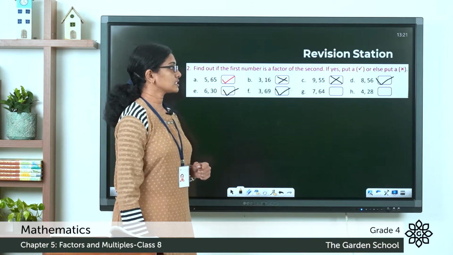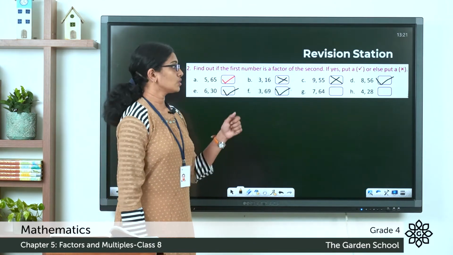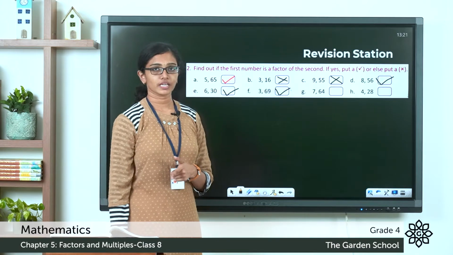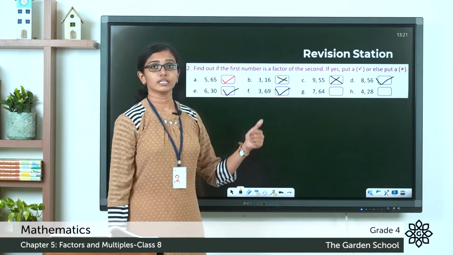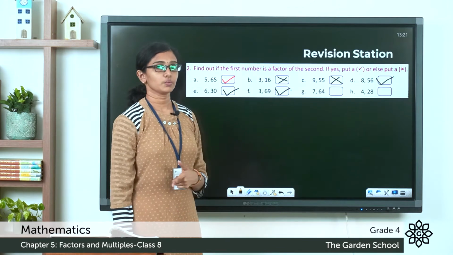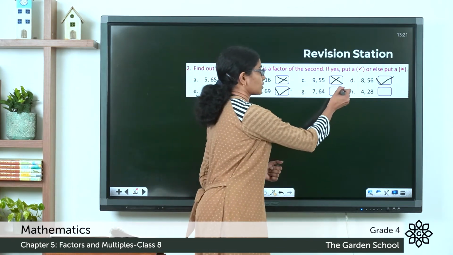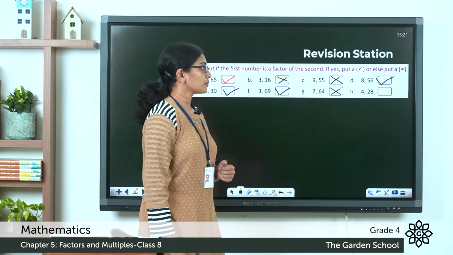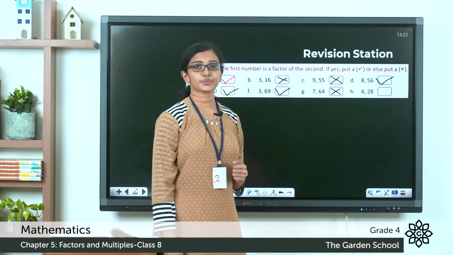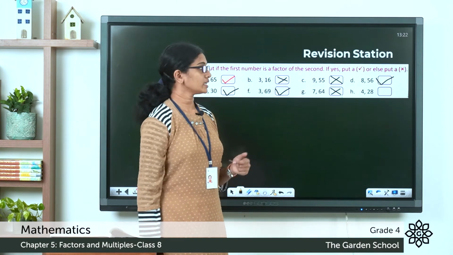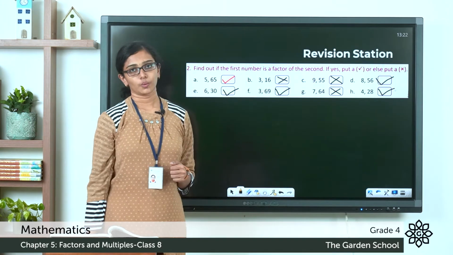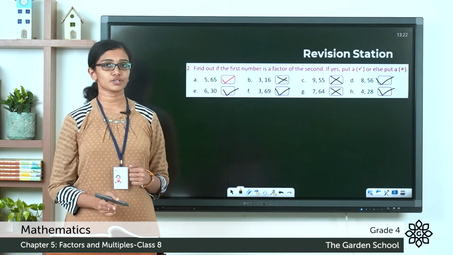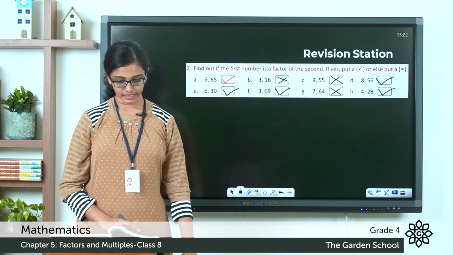Now, what about question G, 7 and 64? 64 is not a multiple of 7, or 7 is not a factor of 64. We cannot divide 64 by 7 completely without any remainder. So, let's put a cross over here. Now, what about question H, 4 and 28? 4 sevens are 28. So, 4 is a factor of 28. So, let's put a tick over here. So, that was question number 2. Let's move on to question number 3.